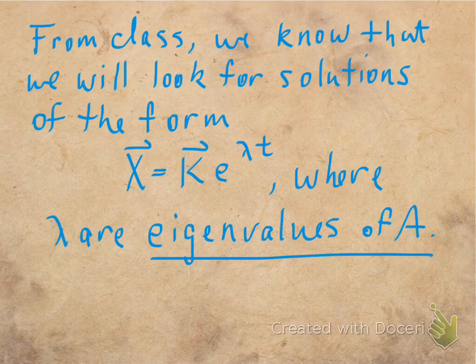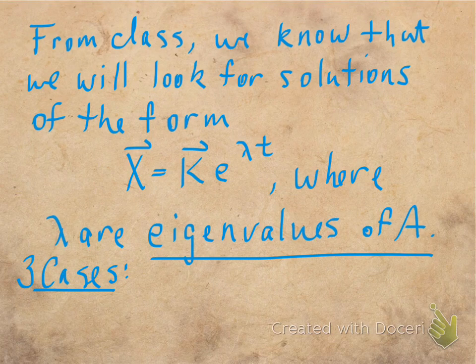From class, you know that our method of solutions, again motivated by what we saw in the case of HLEX, is that we would like to look for solutions to this system of the form x bar equals a vector k times e to the lambda t, where lambda are what's called the eigenvalues of A. Remember, they solve a very explicit polynomial, namely the determinant of A minus lambda times the identity matrix. So that's what we mean by an eigenvalue.